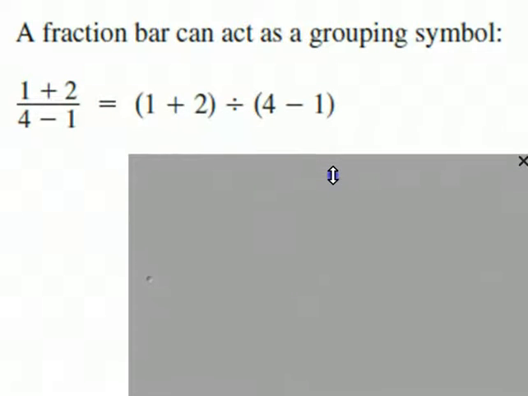But moving on, another type of grouping symbol is the fraction bar. Notice the 1 plus 2 are above the 4 minus 1. Well, really, the 1 plus 2 are grouped together. Likewise, the 4 minus 1 are grouped together. So you need to do the 1 plus 2 first and get 3, and the 4 minus 1 and get 3 before you do any division. If you do that, you're going to end up with 3 divided by 3, which is an easy problem to solve.